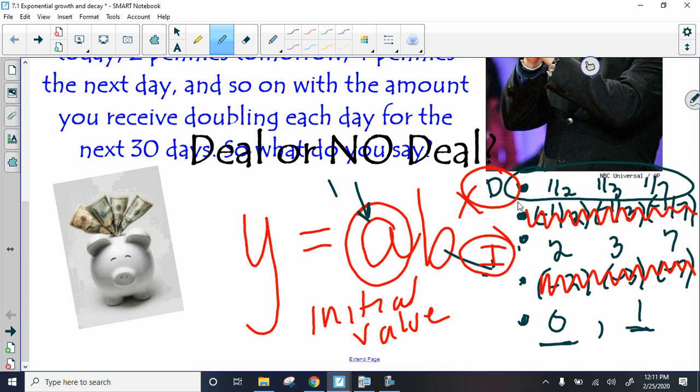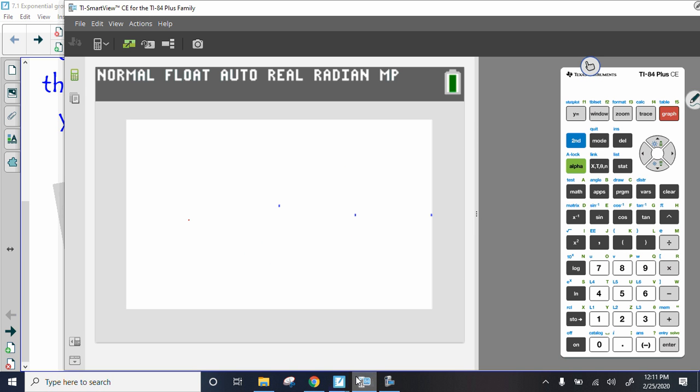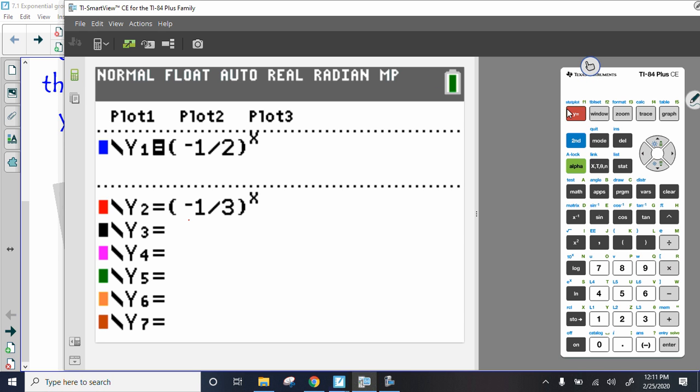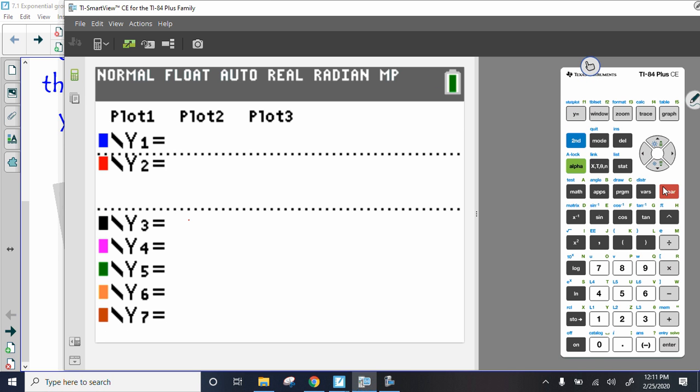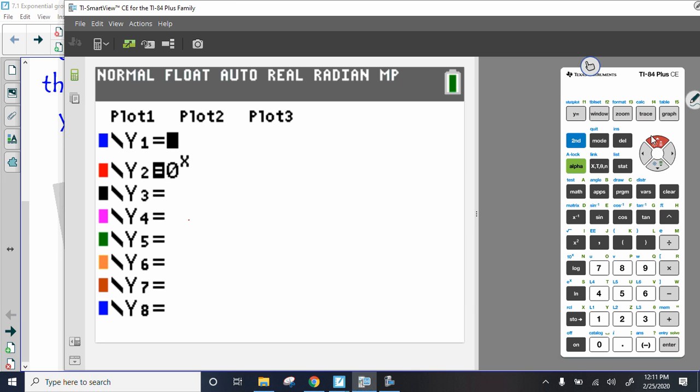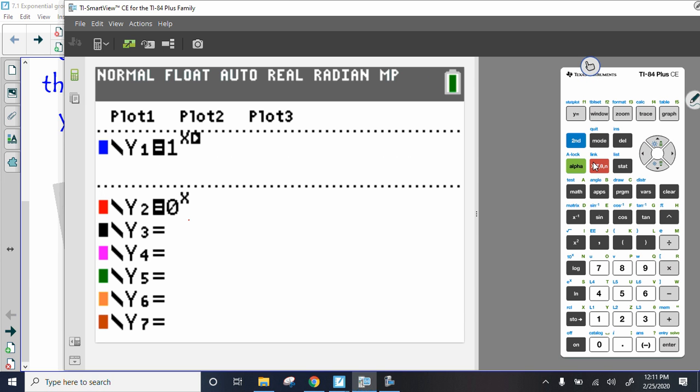Right? 0 and 1. If I make my base 0 and 1, well, even before I put it in there, I want you to make a table of values with your partner. All right? One of you make a table of values for 0 to the x. One of you make a table of values for 1 to the x. And just use numbers, -2, -1, 0, 1, and 2. All right? Do those numbers.